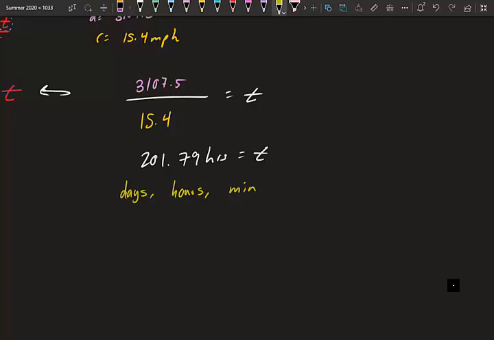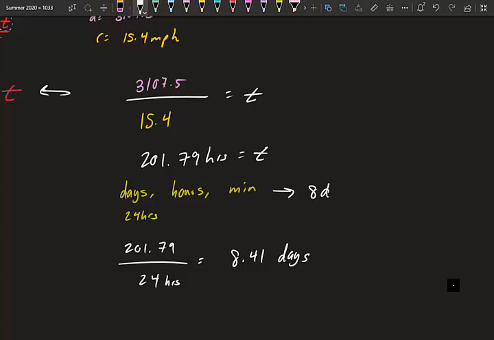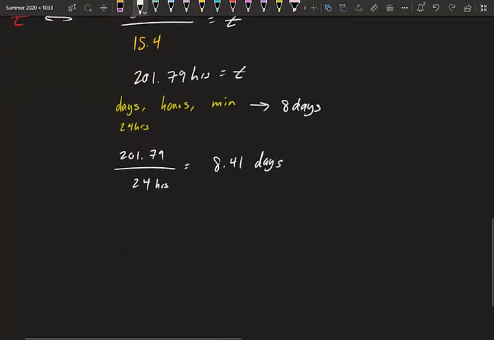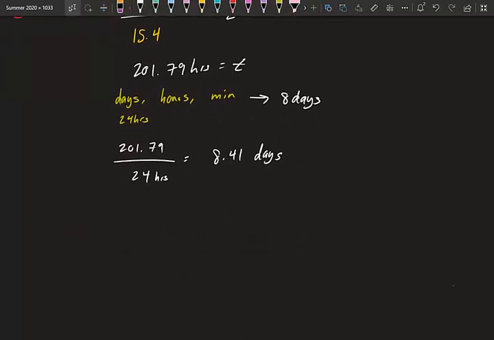So to switch it to days, how many hours are in a day? 24, right? 24 hours are in a day. So we're going to divide 201.79 by 24 hours. And when we do, we get 8.41 days. So we have 8 days now. We already accounted for the 8, so we're left with 0.41 days. I have no idea what the heck 0.41 days stands for.